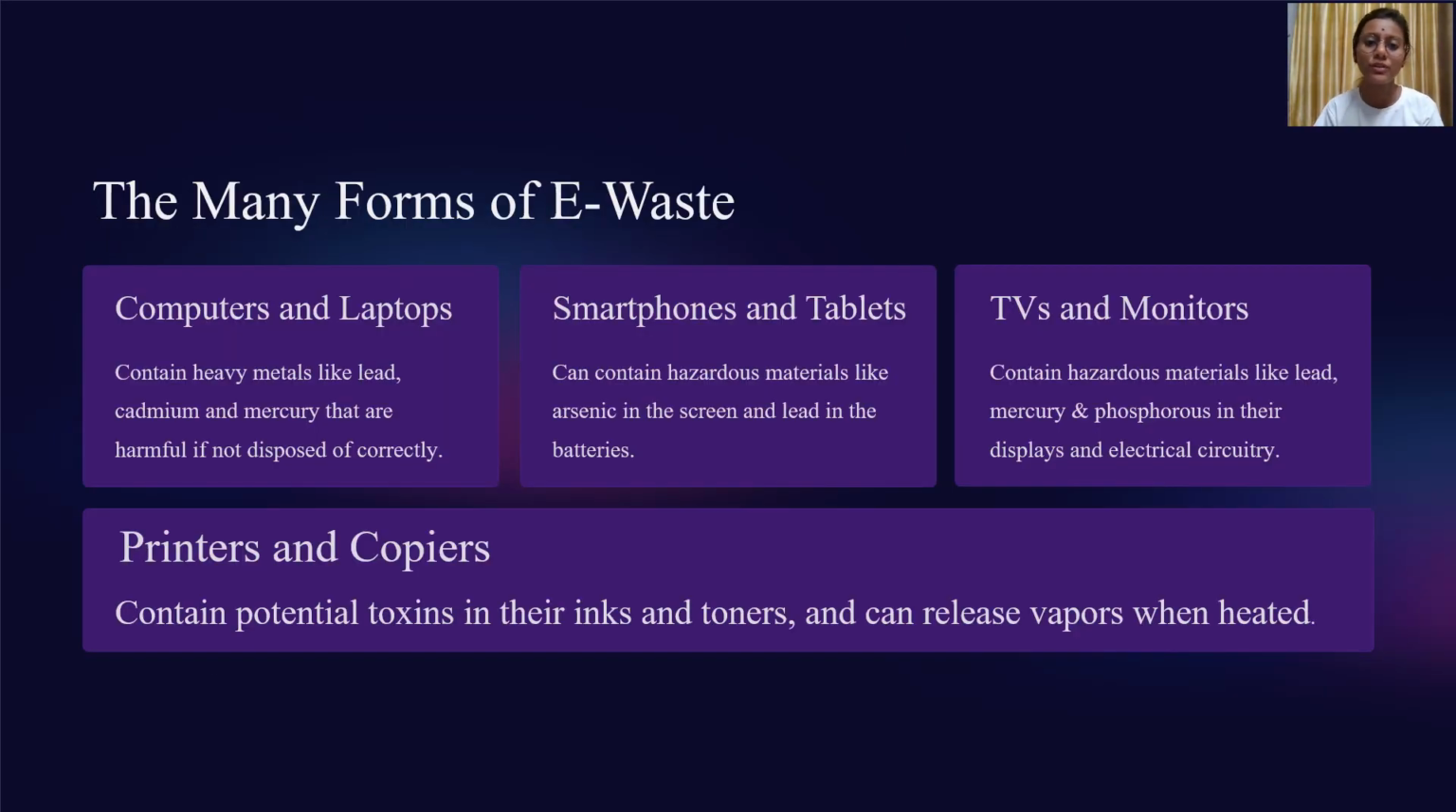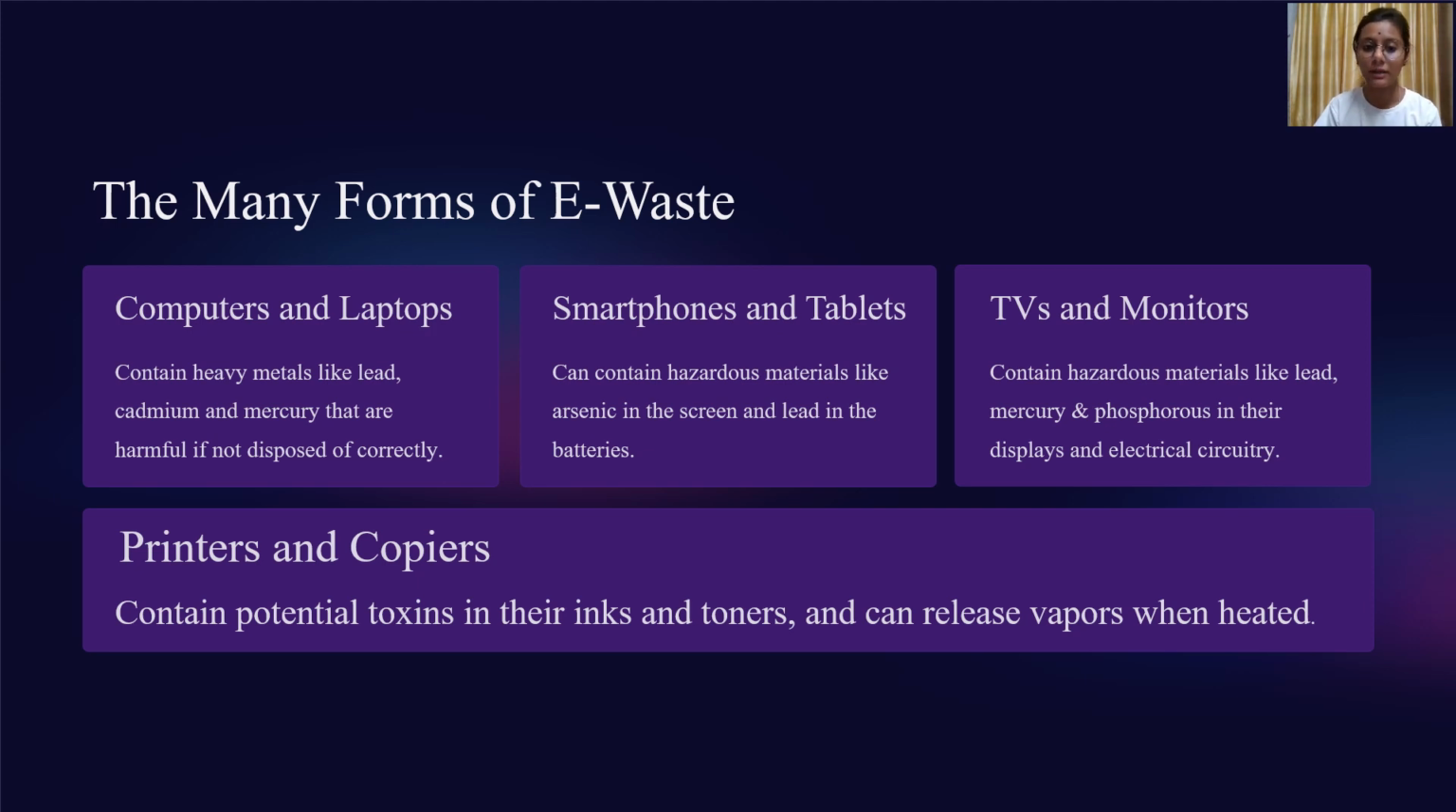There are many forms of e-waste like computers and laptops, smartphones and tablets, TVs and monitors, printers and copiers. Computers and laptops contain heavy metals like lead, cadmium and mercury. They are harmful if not disposed of correctly.